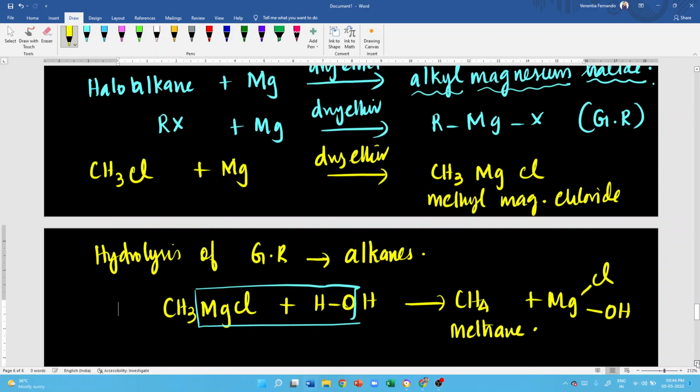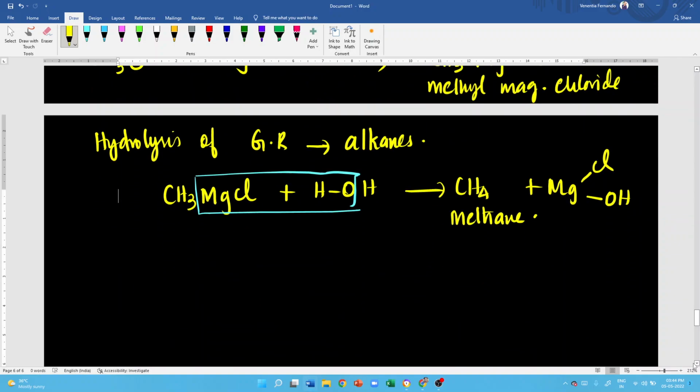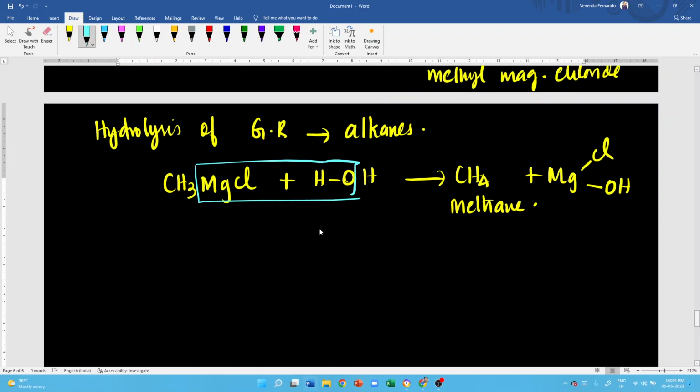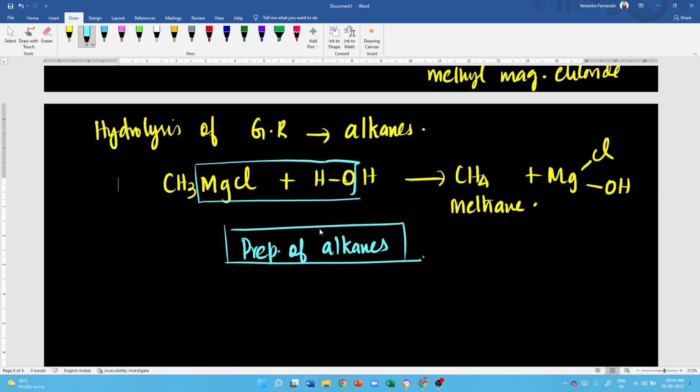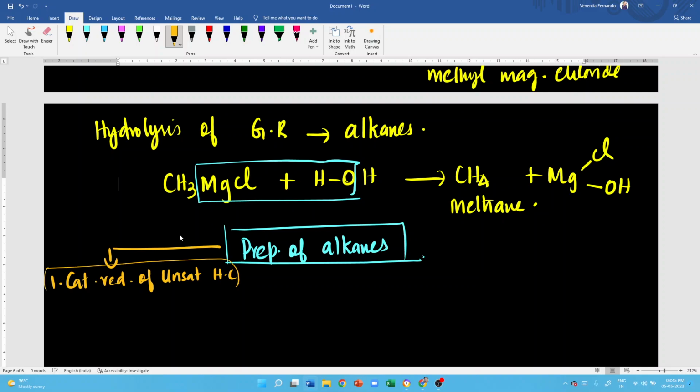So there are 4 methods of preparing alkane. The first one is the catalytic reduction of unsaturated hydrocarbon. The second one is from carboxylic acid. Let me give a recap of the preparation of alkanes. The first one is the catalytic reduction of unsaturated hydrocarbons.